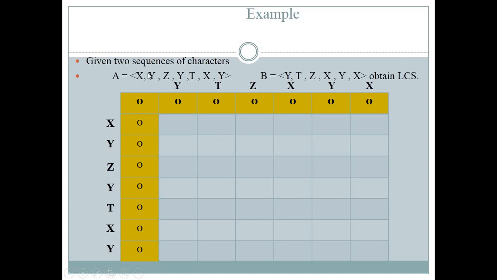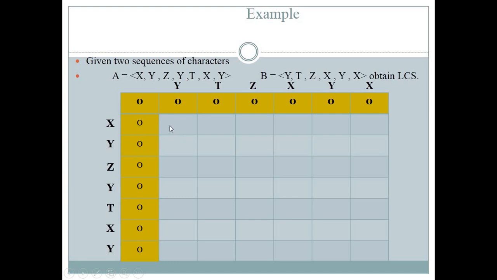Okay, so for finding the longest common subsequence we will have to generate a matrix. So we have made a matrix here. In that matrix, the first row and first column will be filled with only 0. Here we have put XYZYTXY, meaning our first string, and here YTZXYX, meaning our second string.